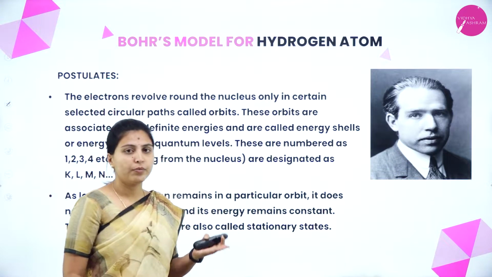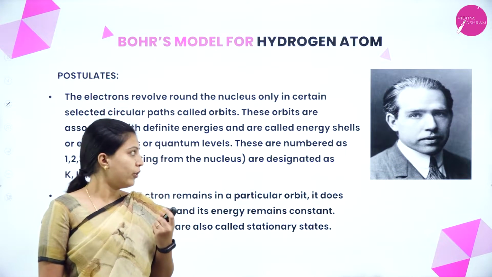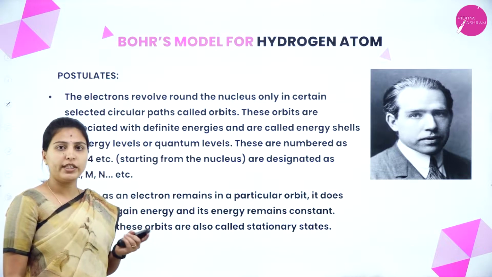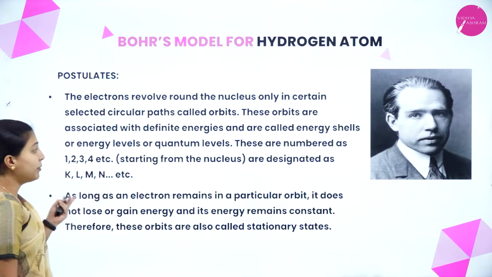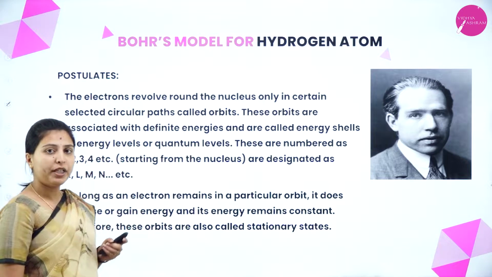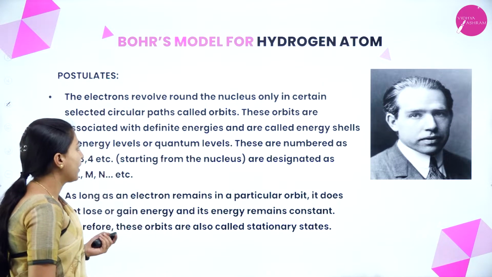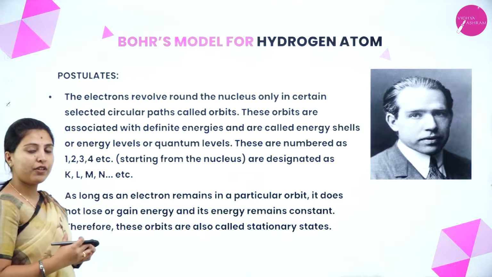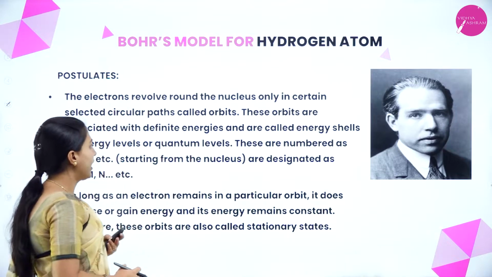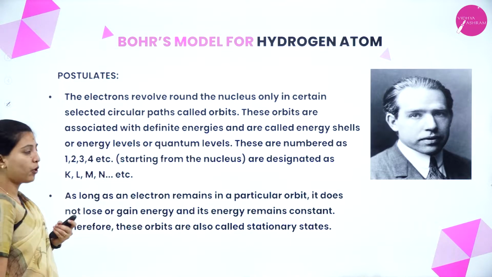He is Niels Bohr. What he has done is, by applying quantum theory to Rutherford's nuclear atomic model, after so many observations, he came through with so many postulates. So what do those postulates mean?